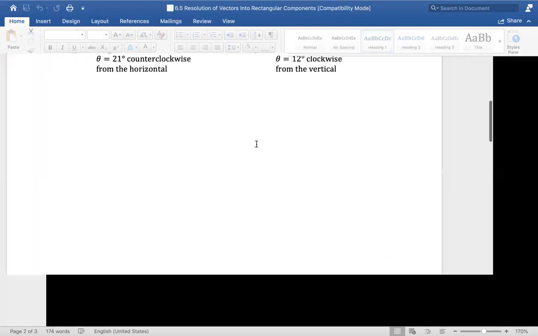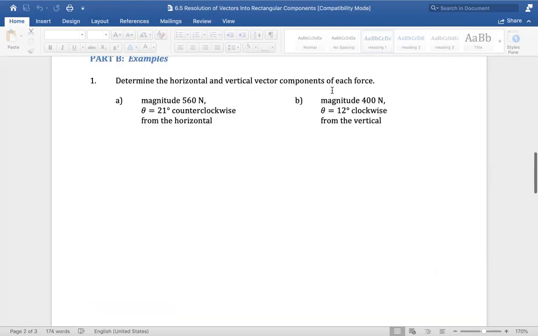To start with, determine the horizontal and vertical vector components of each force. So again, this is just one force vector, and we're just going to determine what's the horizontal component of that vector and what's the vertical component of that vector. So first I need to draw it.